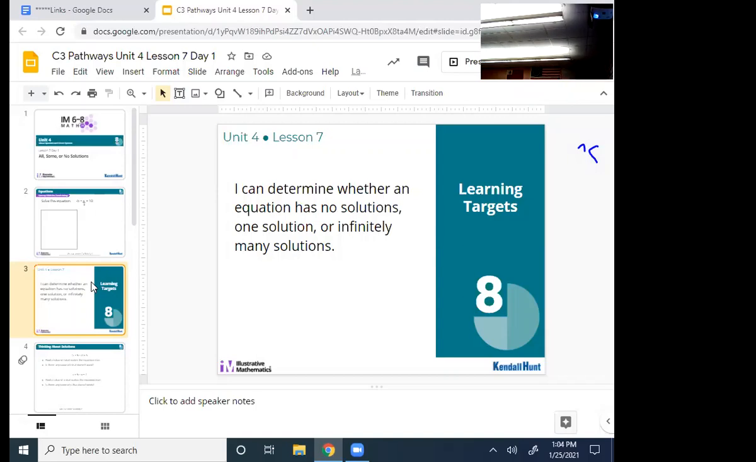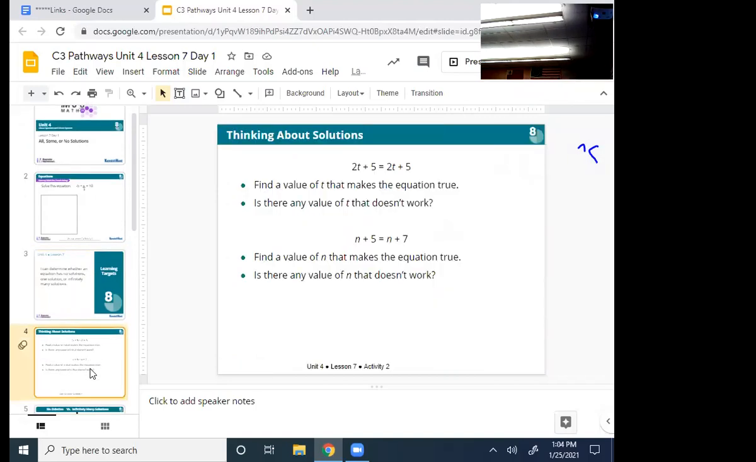Okay? So if we slip and slide down to slide number 4, Kaylee, you can just watch on this one because it's not in your packet. Let's think about these two equations that we have right here. So this first one, we have 2t plus 5 is equal to 2t plus 5. First things first, what do we notice about this equation here?